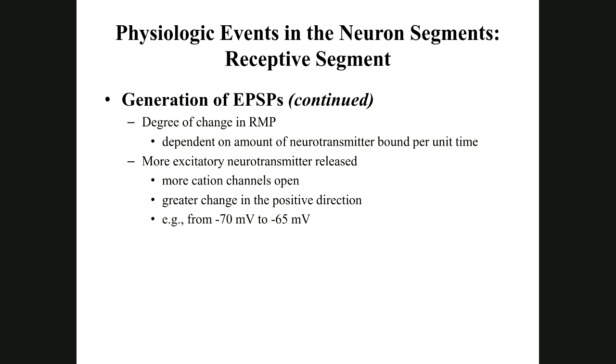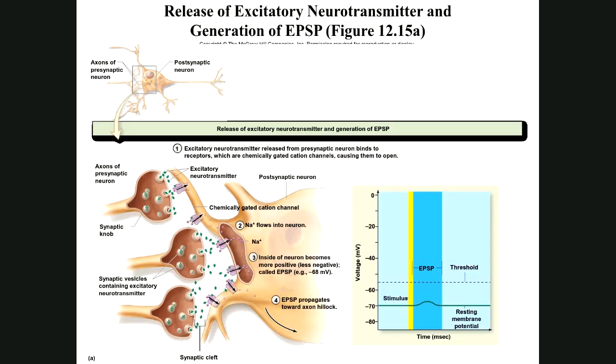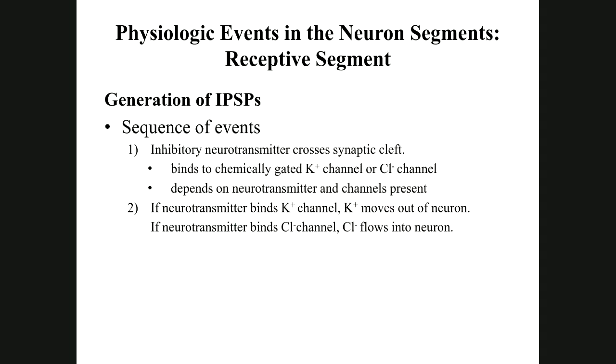And then we have an IPSP. IPSPs are inhibitory postsynaptic potentials. Inhibitory postsynaptic potentials happen when an inhibitory neurotransmitter binds to that postsynaptic cell, and there it's going to cause those potassium channels to open, and as potassium leaves, that makes the cell become more negative, and that's going to hyperpolarize or inhibit that cell.